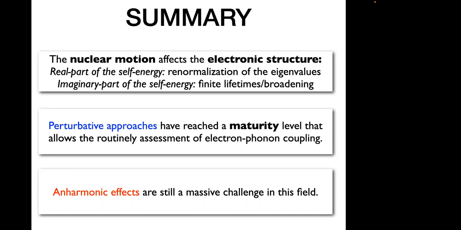I have two more questions. You mentioned these anharmonic effects. I mean, this is still a challenge. How far along is it? Can you give some ideas?